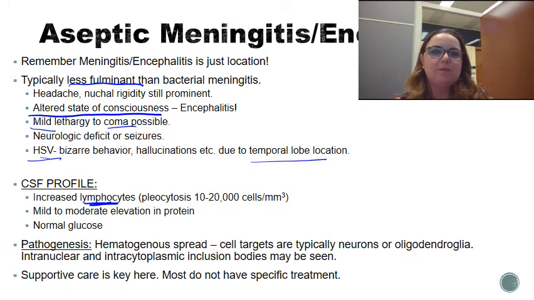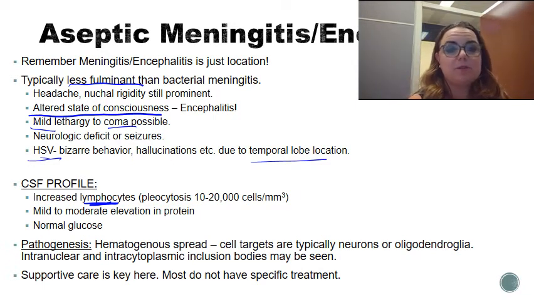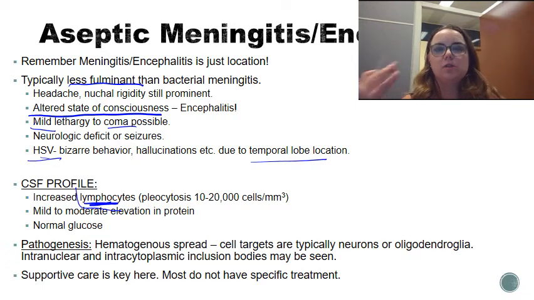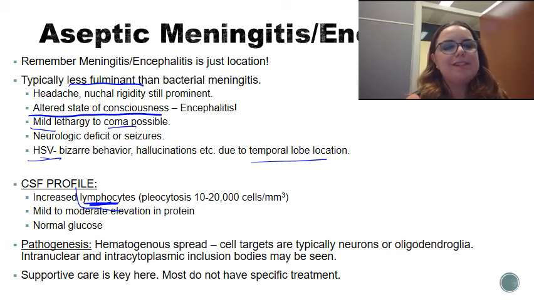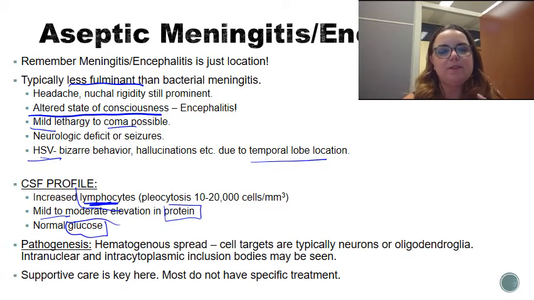When we think about the immune response, you want PMNs for your bacterial infections, and you want CD8s and CD4s for your viral infections, and maybe some NKs, because those are pretty helpful. So lymphocytes are going to be our big recruited cell. You're going to see maybe a mild to moderate elevation in protein, but the glucose is likely to be normal. So that's a difference in the CSF profile that you're reading compared to bacterial meningitis.